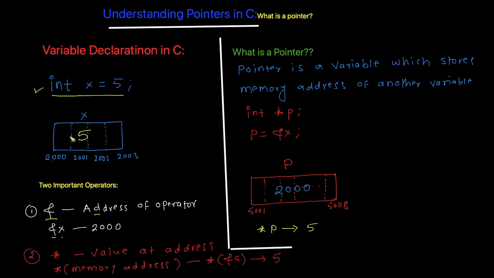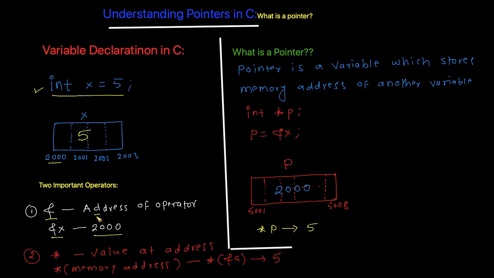Now x has 4 memory addresses because x is a name given to these 4 bytes. That means there are 4 memory addresses, 1, 2, 3, 4. Out of these 4, the first byte's address is called the base address, right? Whenever I write &x, I'll get the base address of x. So the base address of x is 2000. So this is going to give us 2000, right?